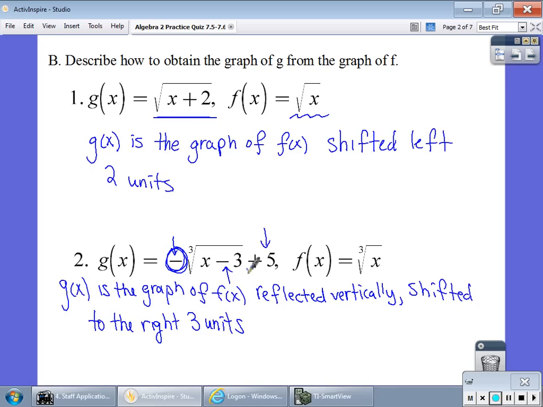And then it's shifted up 5 units. And that's that.